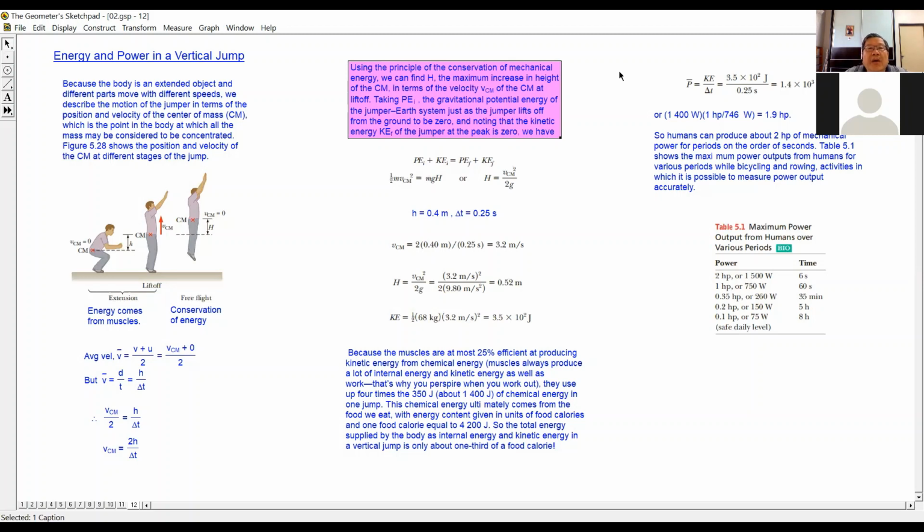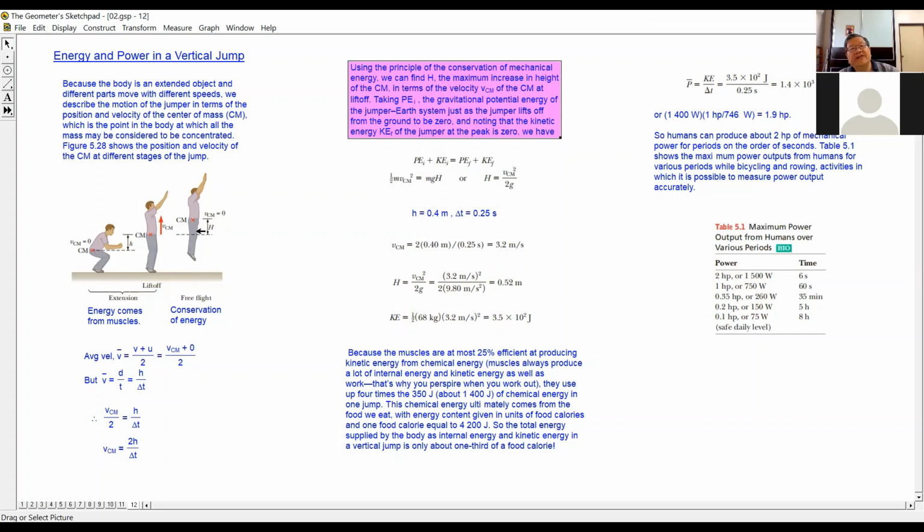Taking PEI, the gravitational potential energy of the jumper, Earth's distance just as the jumper lifts off from the ground to be 0, and noting that the kinetic energy KEF of the jumper at the peak is 0, we have. Now this second part is regarding the lift off. Once both his feet lift off from the ground, he has an initial velocity of VCM. And finally, he reaches the maximum height of h.